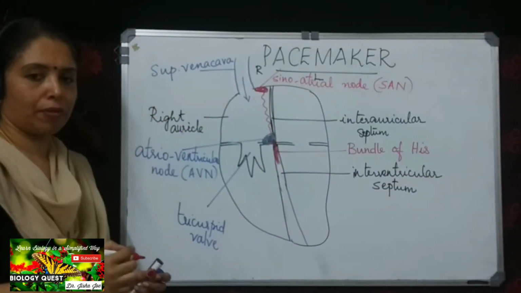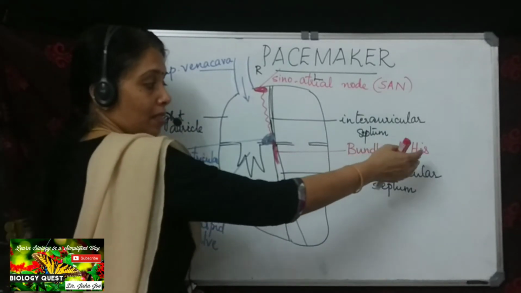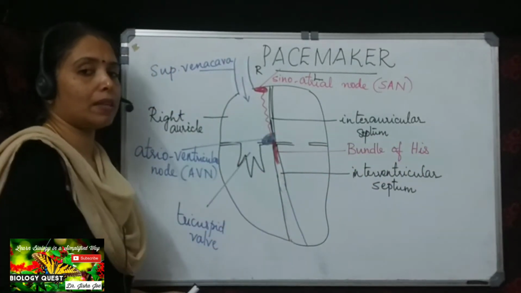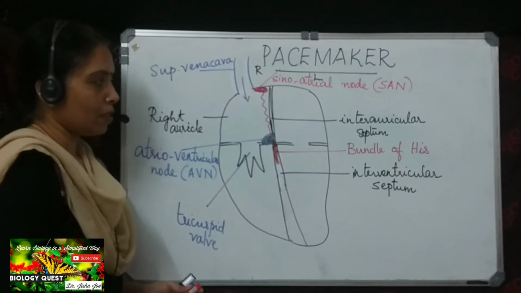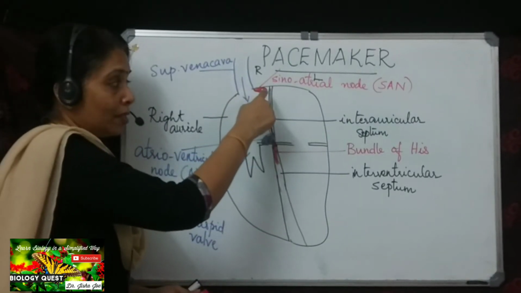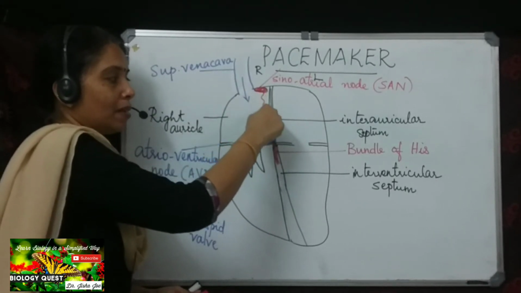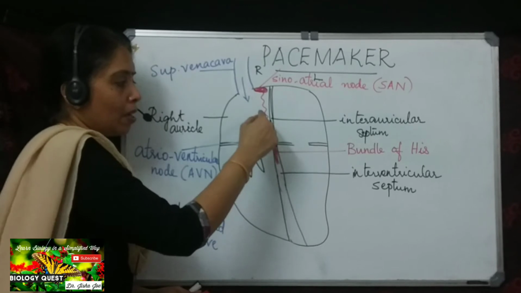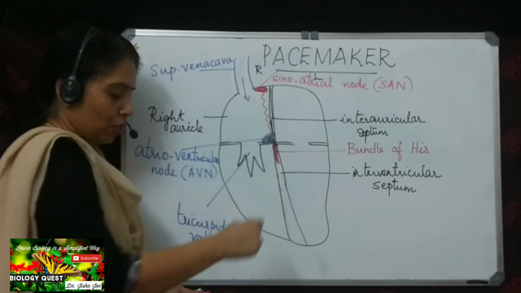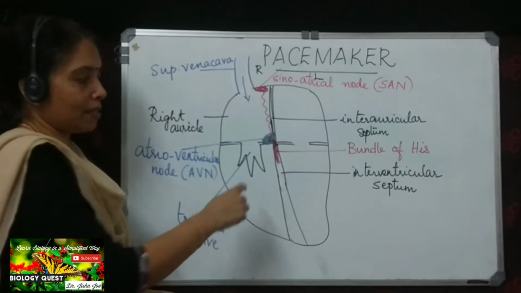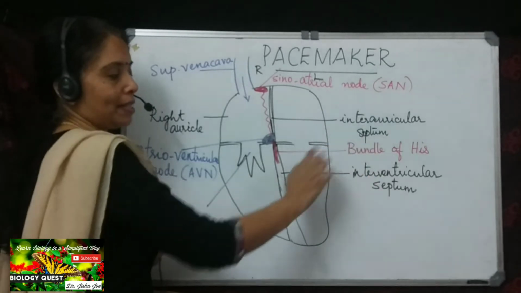Okay, the bundle of His. This bundle gets its name from the person who discovered it. That is why the bundle is called the bundle of His. From the sinoatrial node, that is the pacemaker, the command passes in the form of an impulse to the atrioventricular node, and from the atrioventricular node, the impulse is carried by the bundle of fibers, which we call the bundle of His.